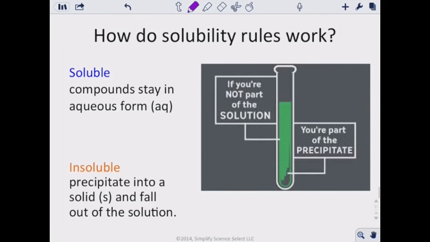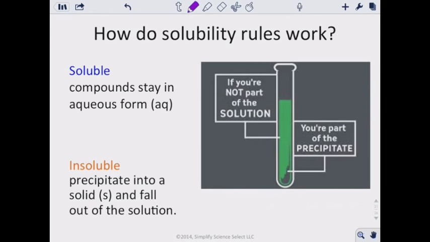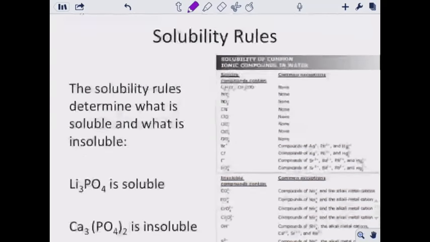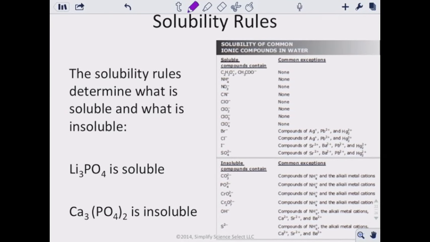So something is soluble if the compound stays in the aqueous form. Aqueous means dissolved in water. It's insoluble if it precipitates into a solid and falls out of solution. We call insoluble things precipitates. They form a solid at the bottom. You can kind of see them fall out of solution. You usually see a color change with that, or you just see the solid form at the bottom. Soluble means it stays in the aqueous form. Insoluble means that it produces a solid. Not all things will dissolve.